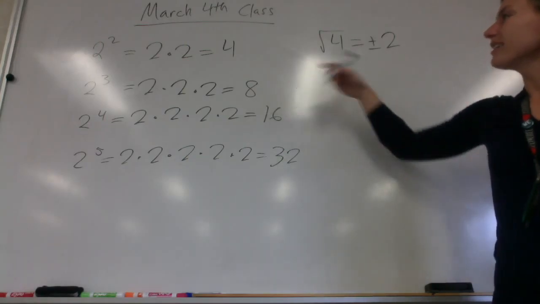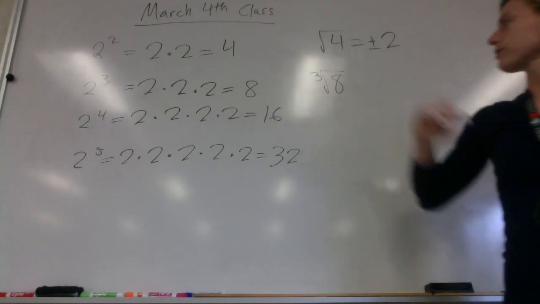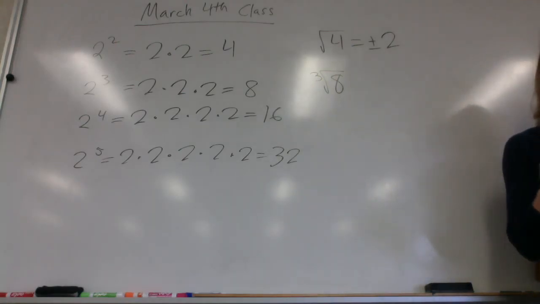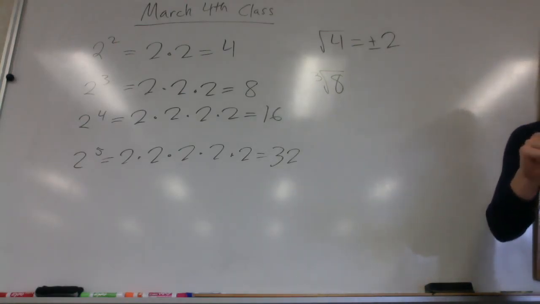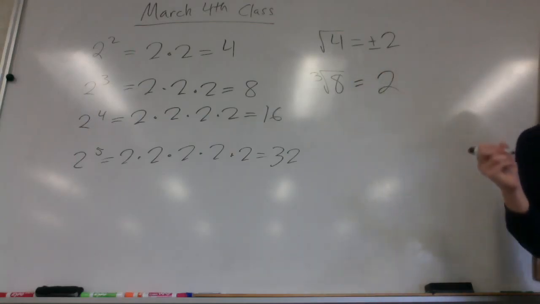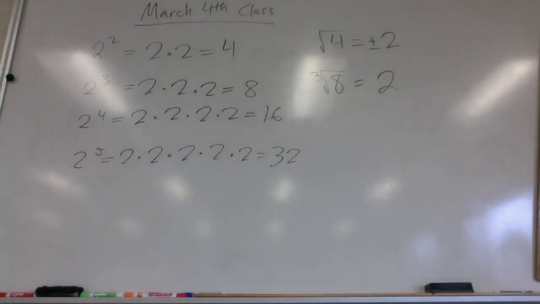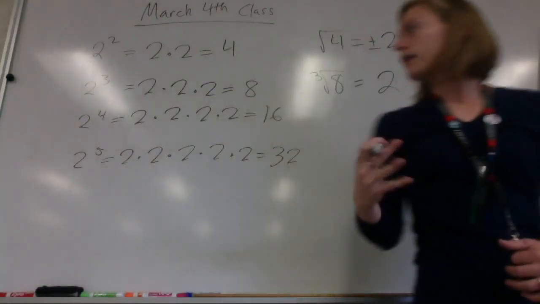Now, if I want to undo cubing, you put a little 3 out there. So it's essentially saying what times itself 3 times gives me 8. And this one, it does have to be a +2, because if we had negative, it'd be -8 in there. Okay. And the rest of these are very similar.